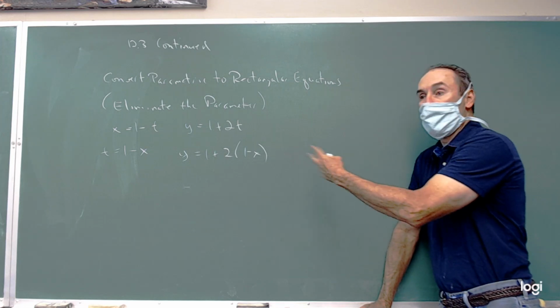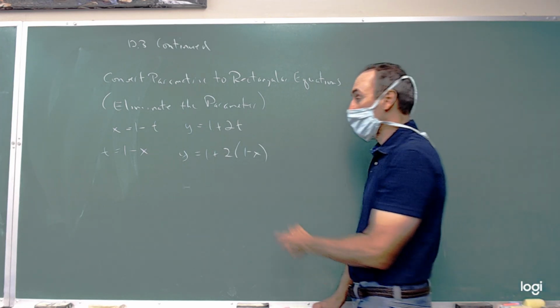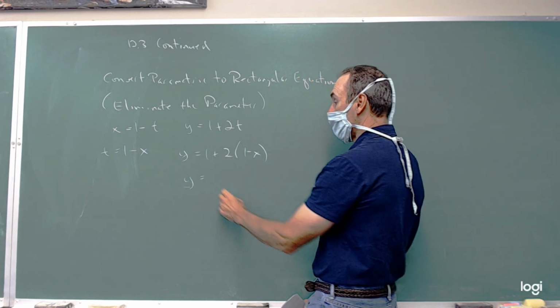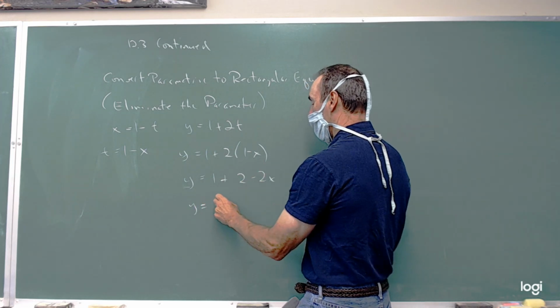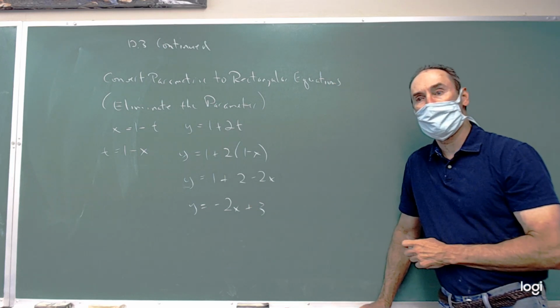And now we just play around with this till hopefully it looks like something we recognize. Because we just have x and y in the first, you can see we're going to get some kind of straight line. So that's going to be 1 plus 2 minus 2x, or in a maybe more familiar form, the line y equals negative 2x plus 3.